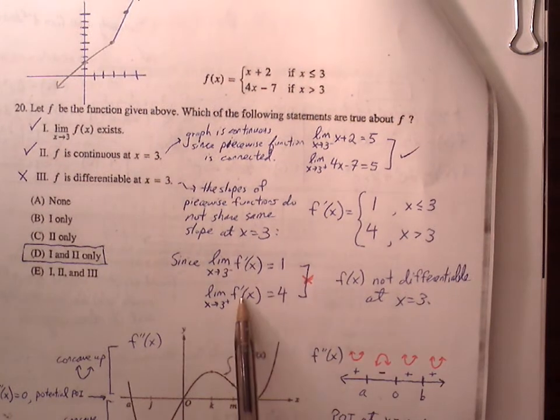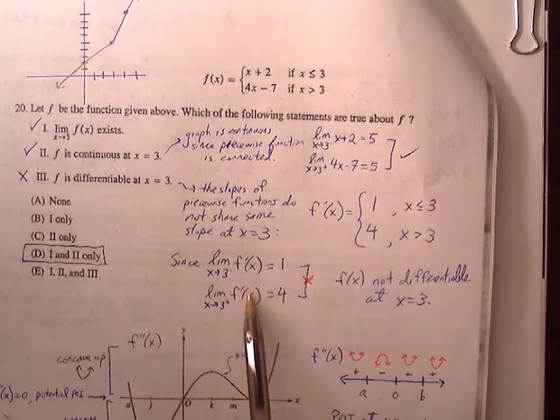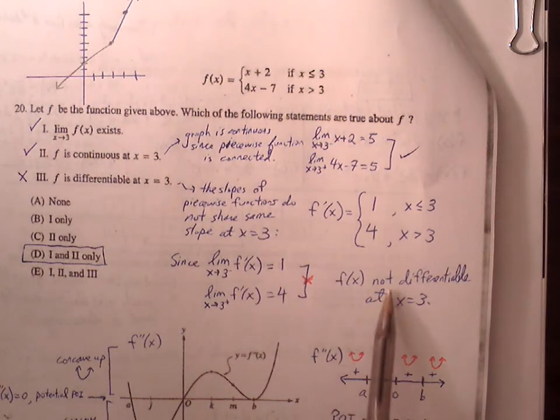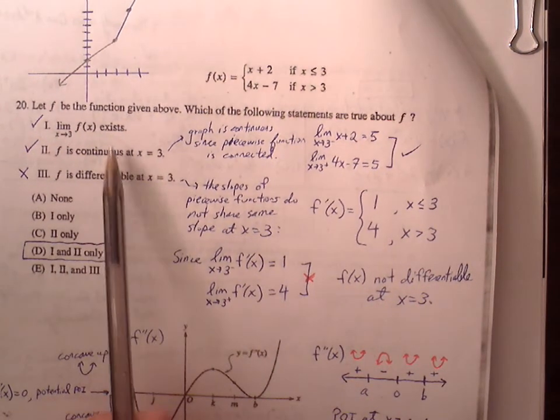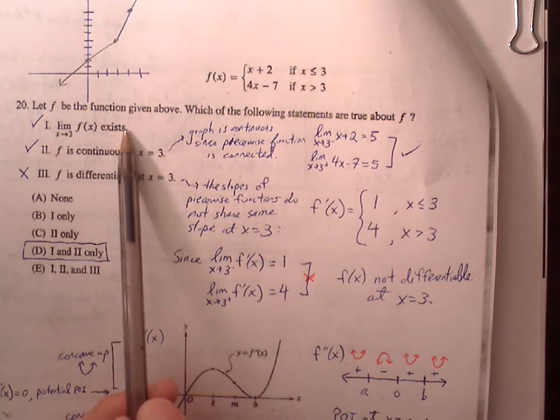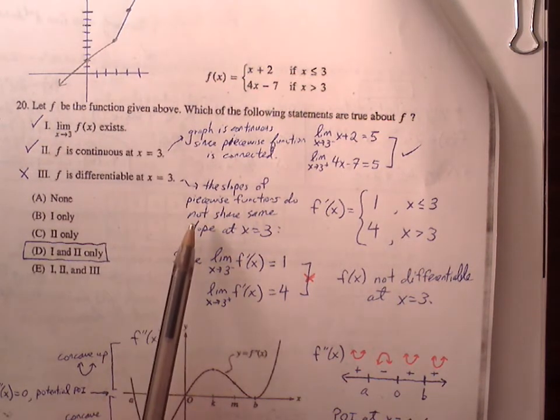differentiable. We can also say the limit as x approaches 3 from the left and from the right of f prime are not equal, so our function is not differentiable. If the graph is continuous, the limit has to exist, so option 1 is also true.